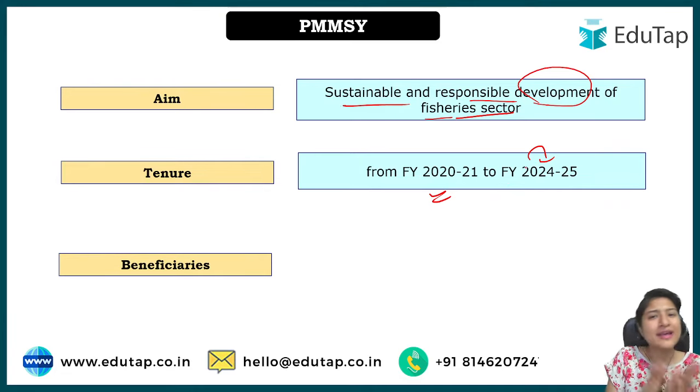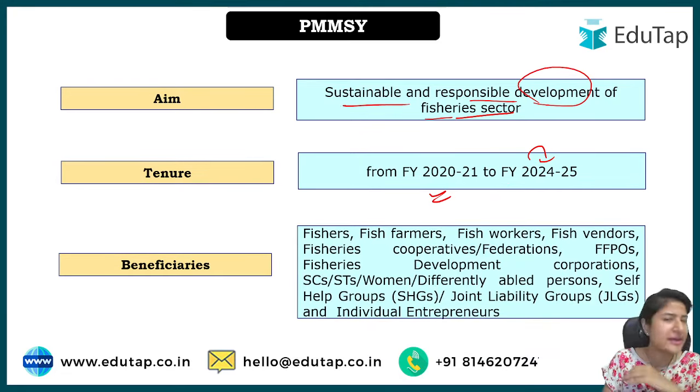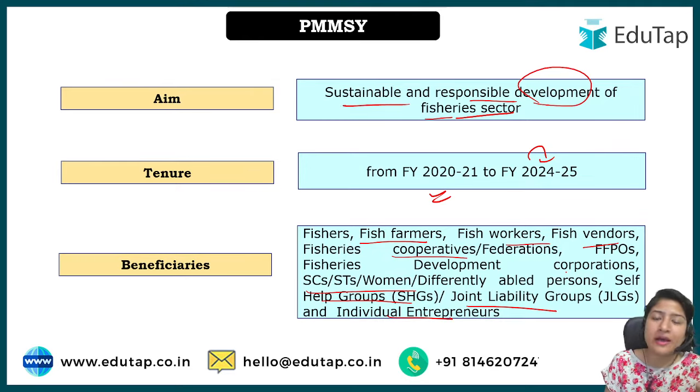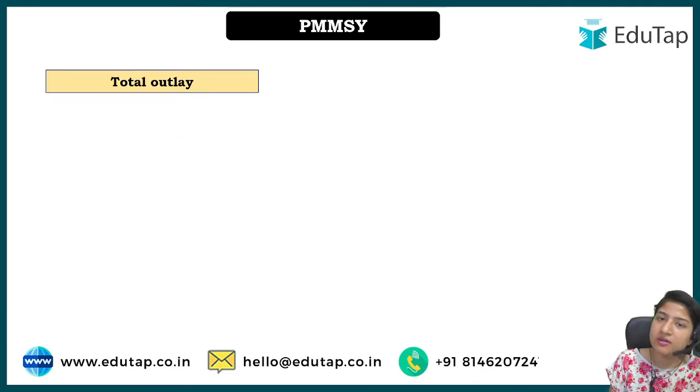Beneficiaries you don't have to exclusively remember, because it covers anybody who is involved in this particular sector: fish farmers, fish workers, vendors, ठीक है, cooperatives, कोई भी आपके SC/ST women, आपके SHGs, individual entrepreneurs, कोई भी आपके हो, आपकी जो joint liability groups हो, everybody is a beneficiary under the particular scheme.